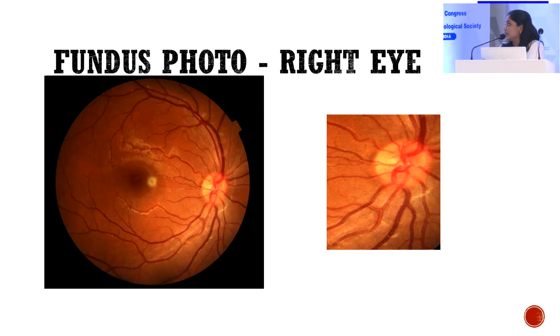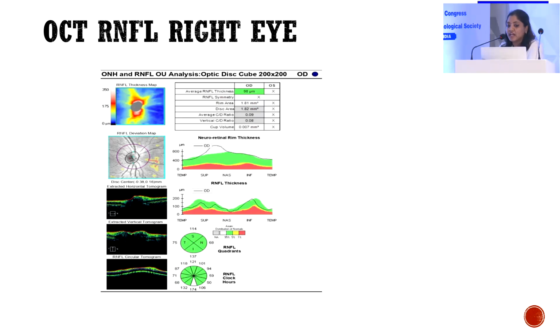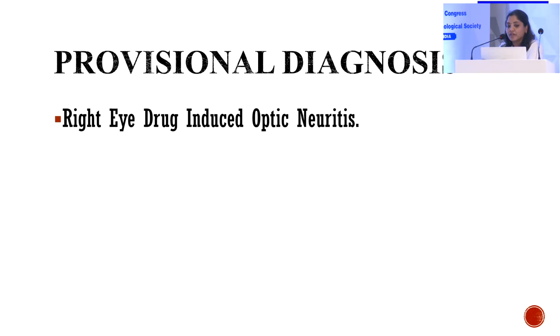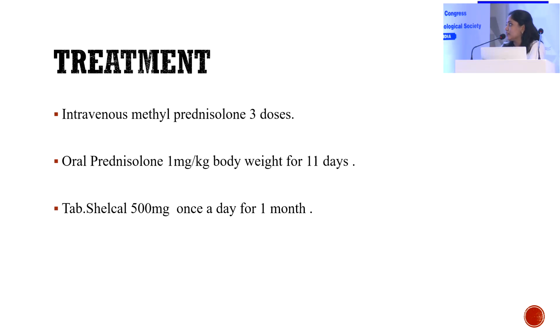The left eye was within normal limits. On fundus examination, we can see the margins are elevated except at 9 o'clock. So we took an OCT RNFL, where there is a thickening of the neuroretinal rim. So we diagnosed the patient as drug-induced optic neuritis, and we gave the patient 3 doses of IV methylprednisolone, 1 gram, and then oral methylprednisolone 1 mg per kg body weight for 11 days, and calcium was given for the patient for 1 month.